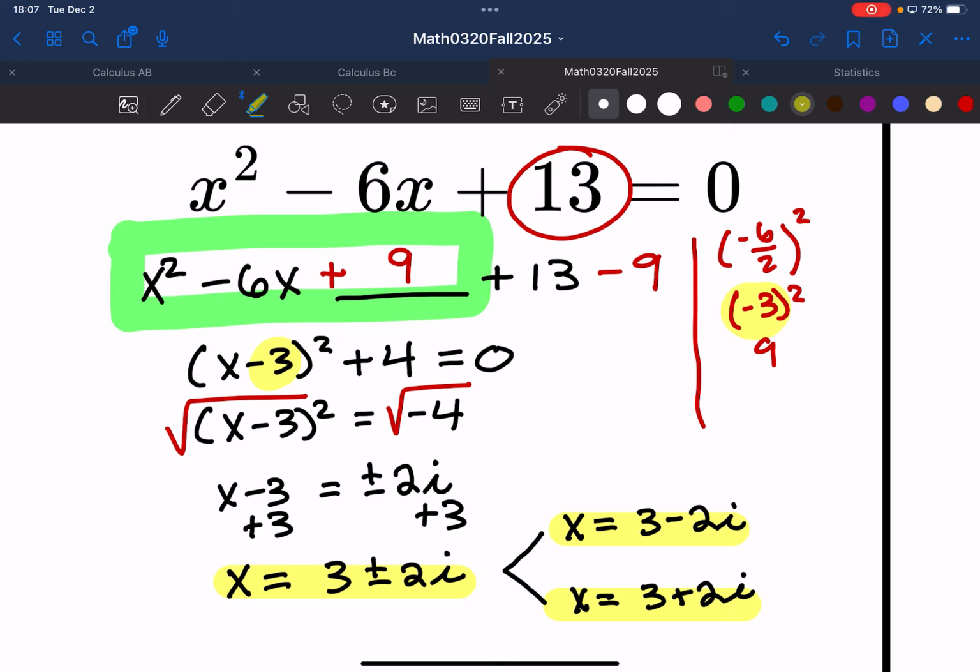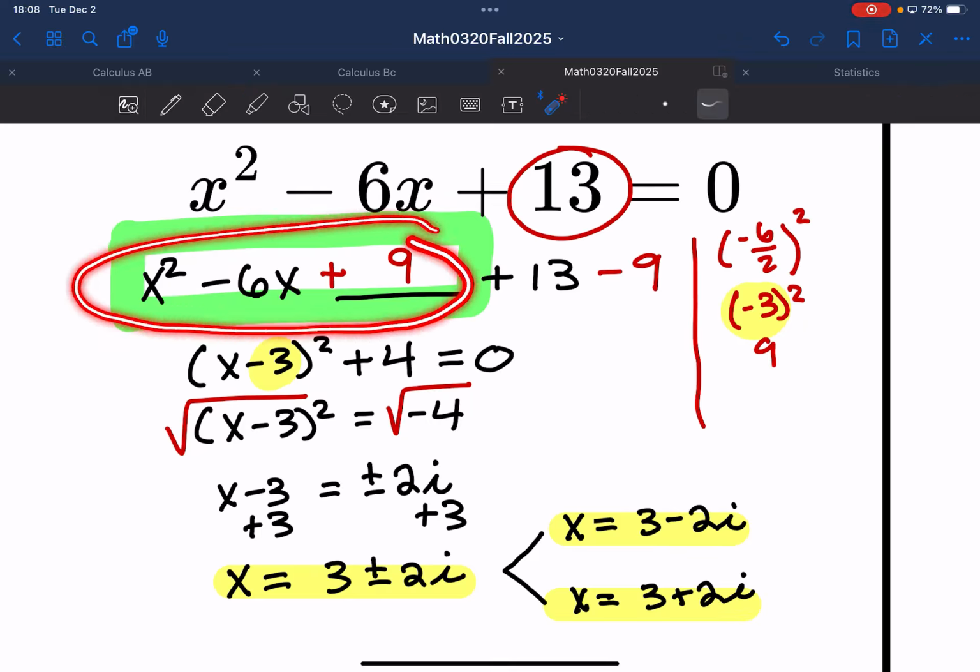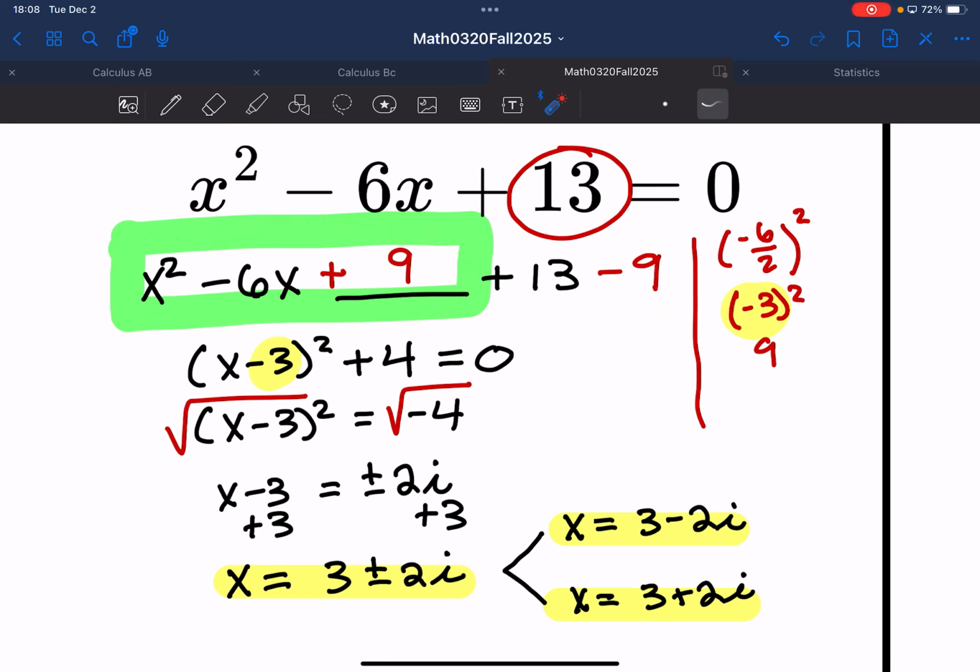Any questions? So our plus 4 is us combining like terms of 13 and negative 9. Correct. So why did we highlight the trinomial there? Why did I highlight it? I tried to make it obvious where this part right here, we're not combining with these like terms. Because if we did that, it would go back to our original problem.